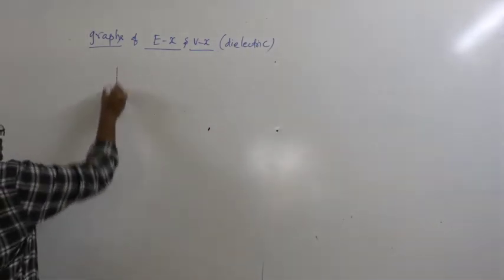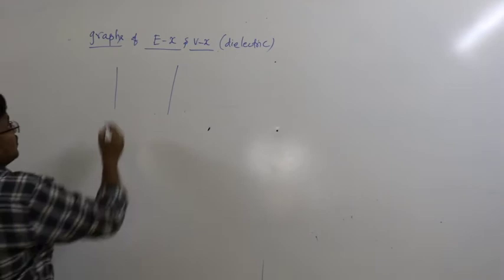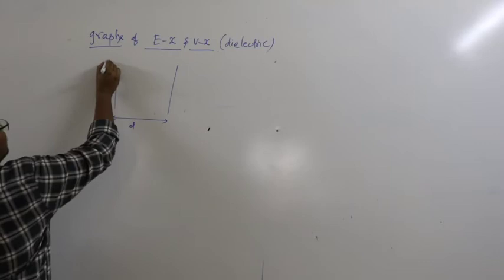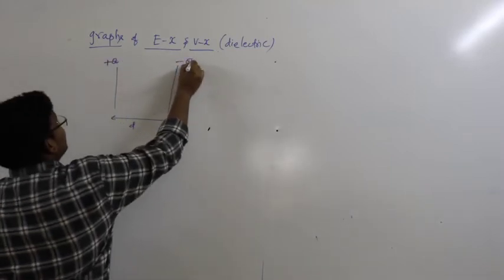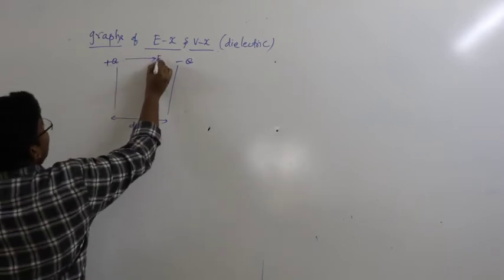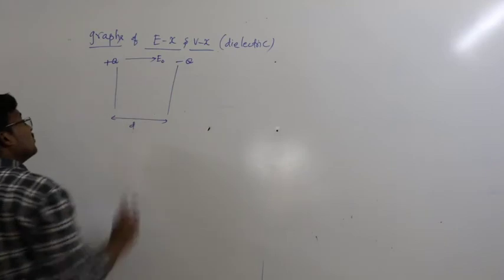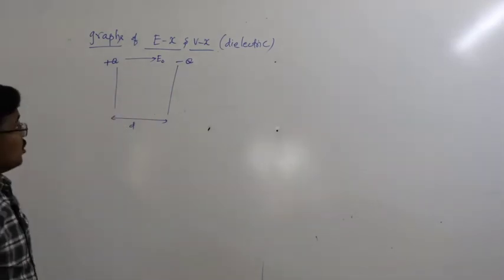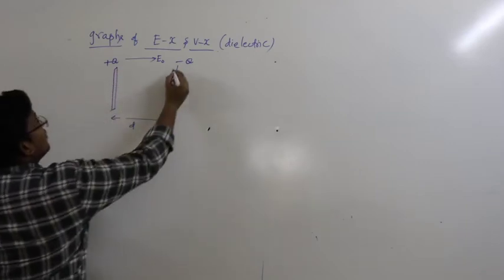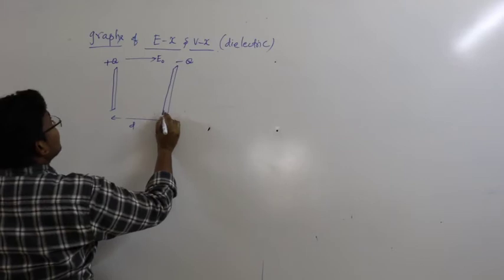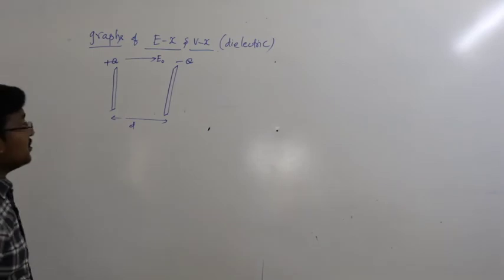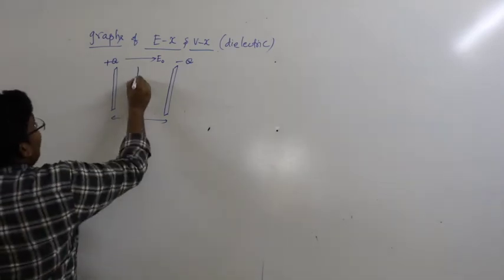For example, see, there is a parallel plate capacitor with distance, let it be d. It has a plus charge on one plate and a minus charge on the other. You know that the electric field is always from plus to minus, of value E naught because it is air. Now in between these plates, I just kept some dielectric medium.